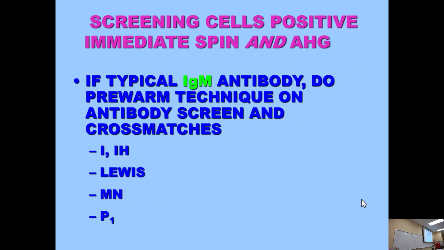If it's a typical IgM, we're going to have to do a PREWARM. And a PREWARM is what I talked about a little bit earlier. We're going to warm your saline for washes. You're going to wash warm. You're going to collect it and keep it warm. You're going to spin it right away. You're going to keep your plasma in the heat block. Everything gets pre-warmed before you put it together, because if you put anything together cold, it's going to bind and stick tight.